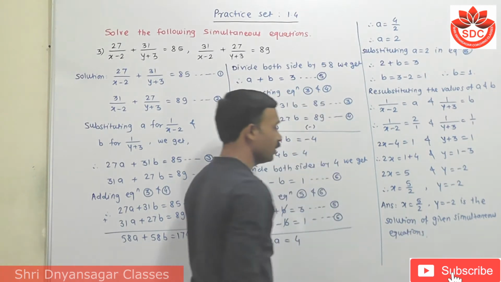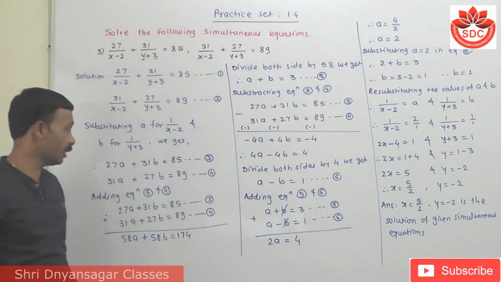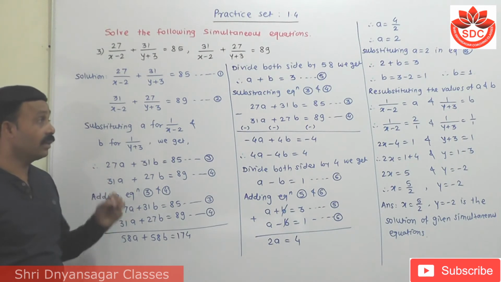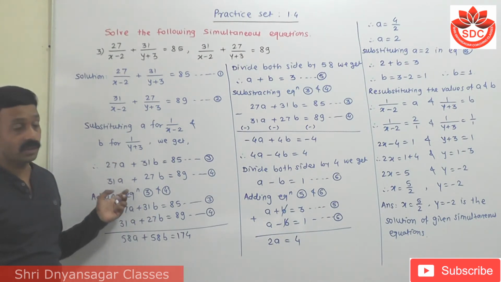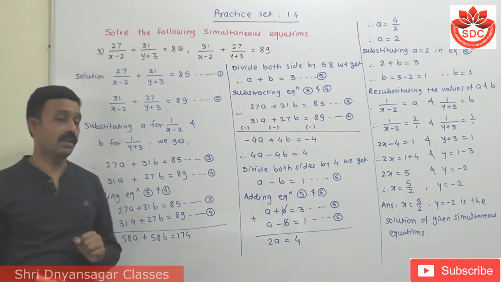Student, can you understand this? Now this is a very important example, because this is another type of example. Here the cross coefficients are the same, means that you have to add and subtract these two equations. So this is the most important example. Okay, then we take the next question.